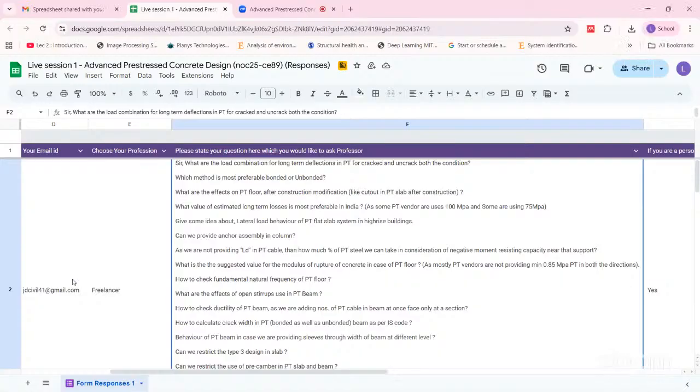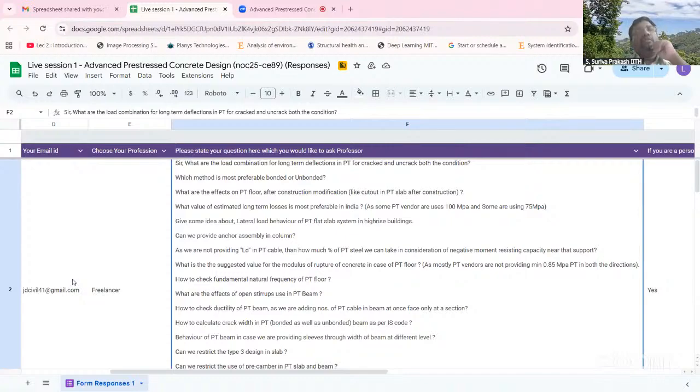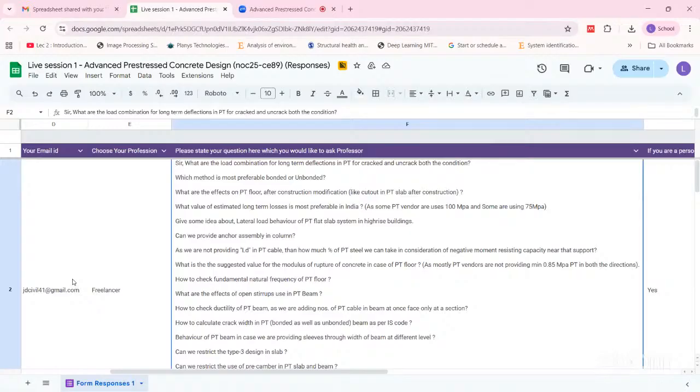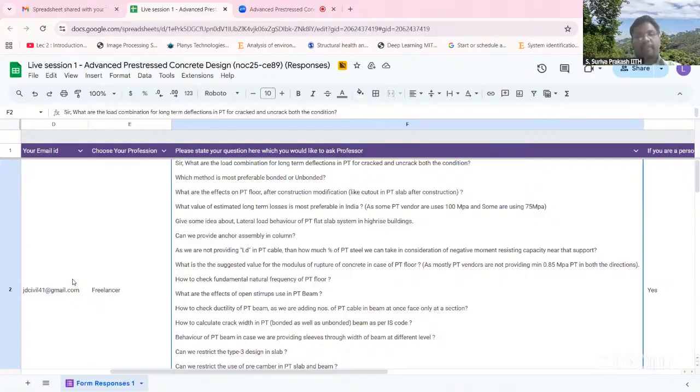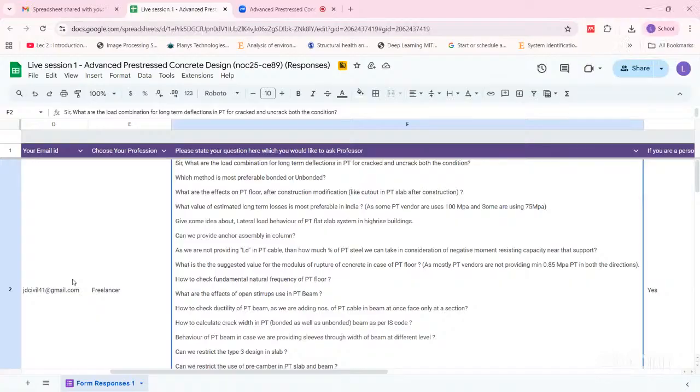Yes, sir. One more counter question: if we are using bonded post-tensioning and doing a cutout after construction, then I think the losses increase in the cable which is going to be cut. Yes, so we have to cross-check the design with the cutout and the more losses in the PT cable, and also check the adjacent span in which the cable is passing through. Correct, correct.